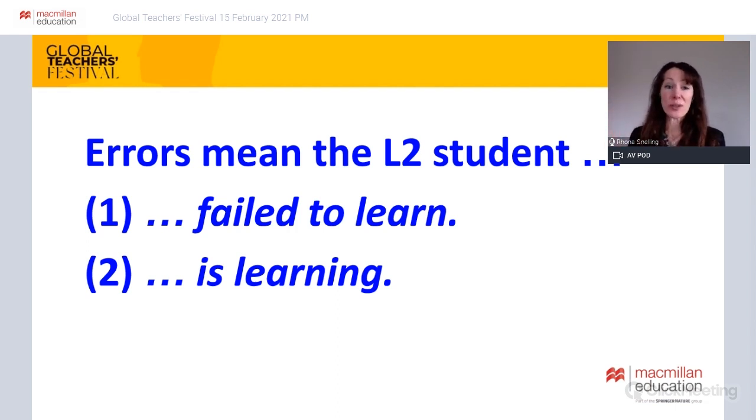Whereas we can also say errors mean students fail to learn. And that would be a fossilized error that I just mentioned. The one where a student is continually, repeatedly using the wrong grammatical tense for a particular concept. So I think it's a little bit of both.